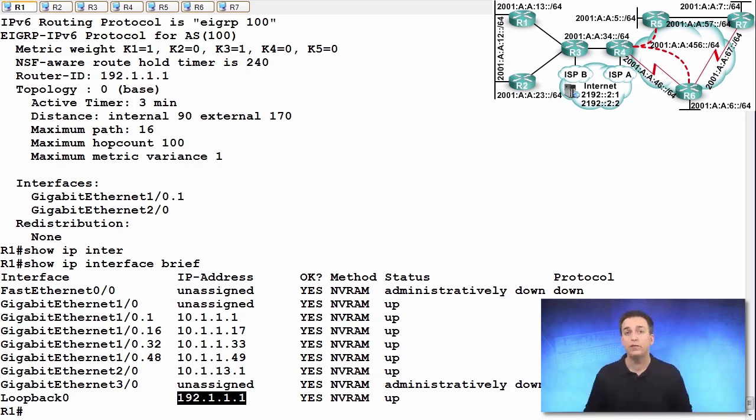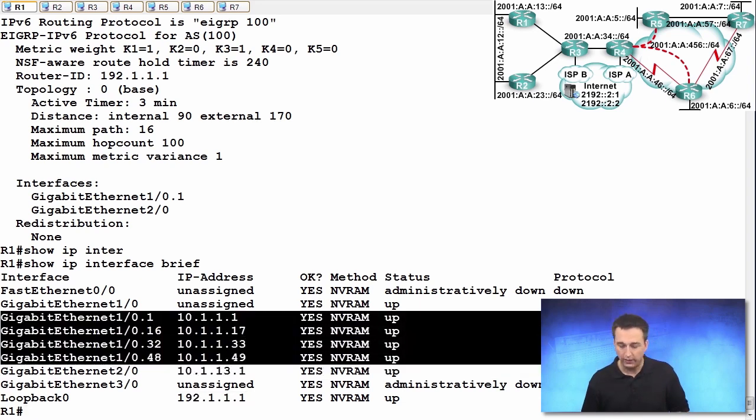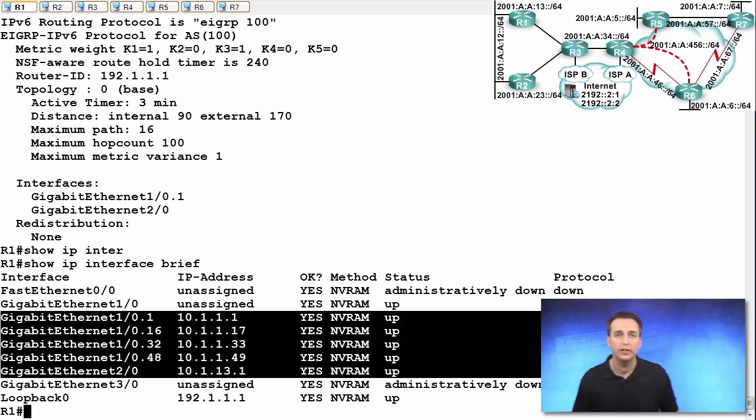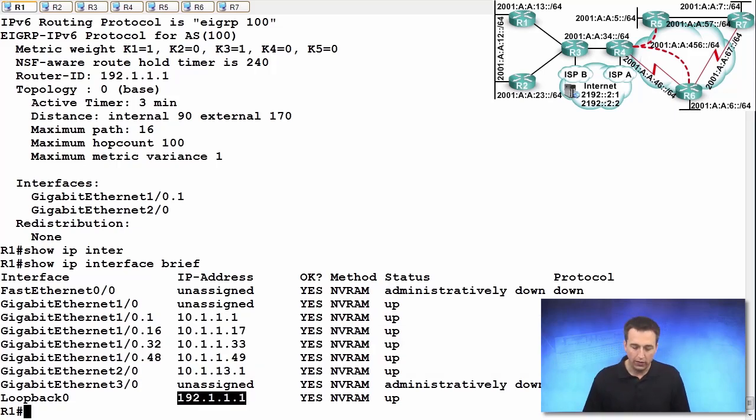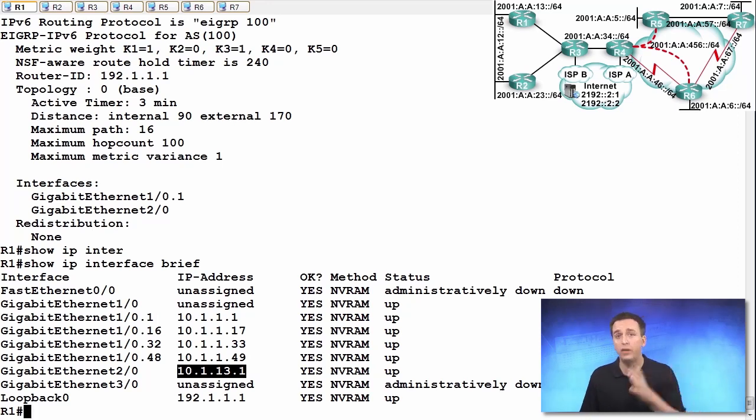If the loopback interface wasn't there, then it would have gone through all of the interfaces that we see, the physical interfaces, or logical or sub-interfaces associated with a physical interface, and at that point, it would choose the highest IP address amongst those interfaces. So if it wasn't for this one here, it would have used this one, 10.1.13.1, because it's the highest amongst those physical interfaces or sub-interfaces associated with the physical interfaces.